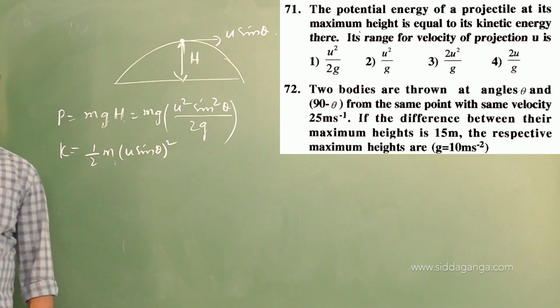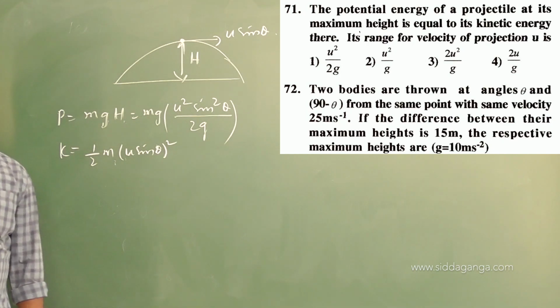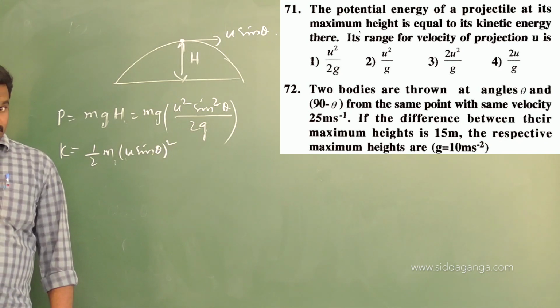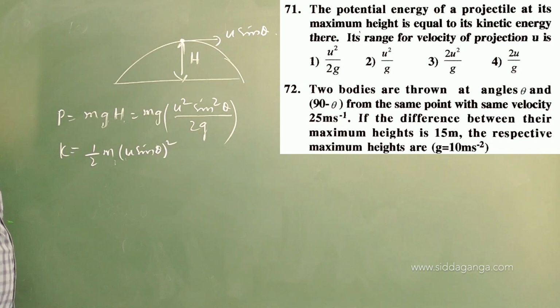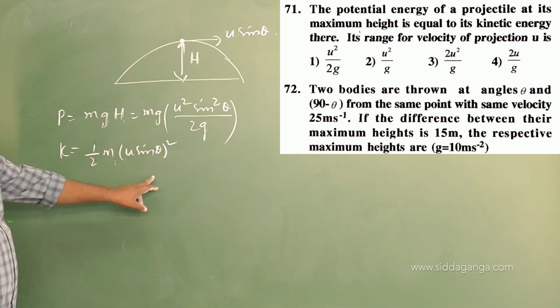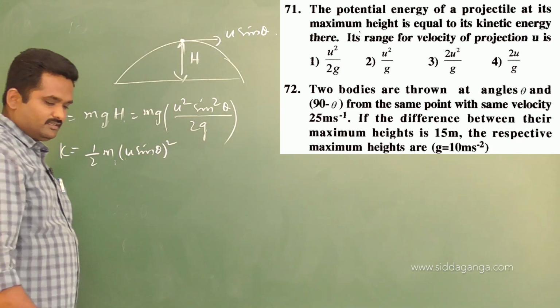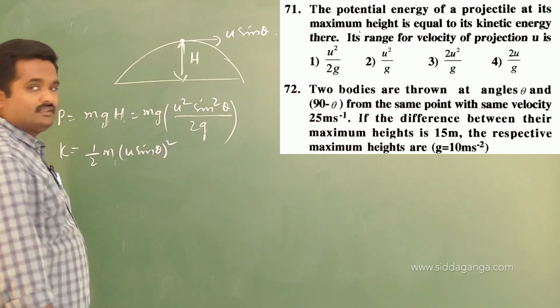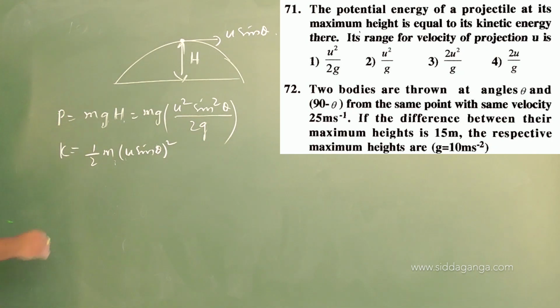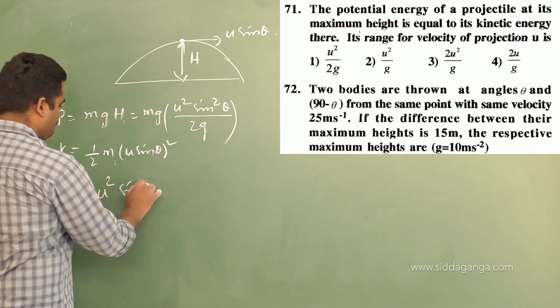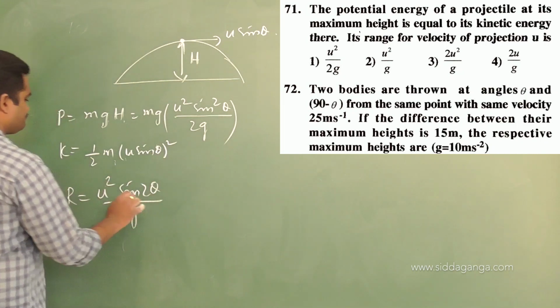Potential energy of a projectile at its maximum height is equal to its kinetic energy there. Potential energy is equal to kinetic energy there. This was the relation you got, right? We don't know what is the velocity of projection. They are asking to find a range. The range of projection u is R equals u square sine 2 theta by g.